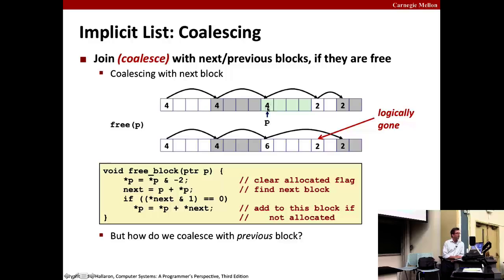But what about the previous block? How do we check that? Well, given all that we've talked about so far, the only way we could do it would be to start at the beginning of the heap and walk the free list until we get to this current block, remembering the previous block each time we traverse. But that would be very inefficient, right? That would make free linear in the size of the heap, because in order to check the previous block, we'd have to start at the very beginning and walk the entire heap.